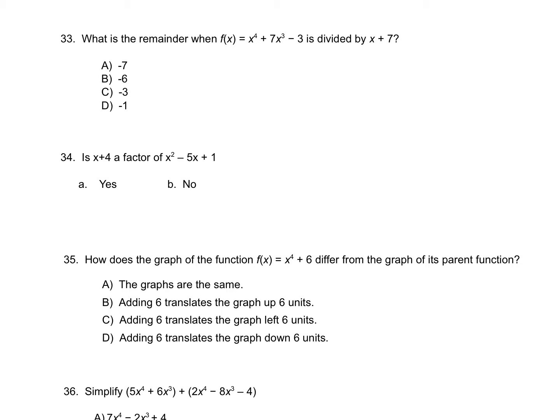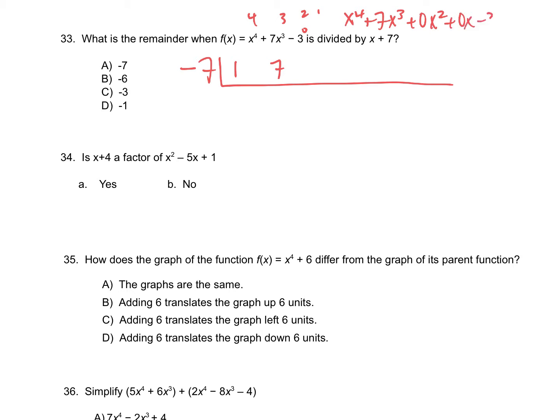So we get to use synthetic division again. We're going to take the opposite of the plus 7. And it looks like it goes 4, 3. We don't have a 2. We don't have a 1, but we do have the 0. So we are going to go 1, 7. So it's like we have x to the 4th plus 7x to the 3rd plus 0x squared plus 0x minus 3. So we've got to put in a 0 here, a 0 here, and a negative 3.